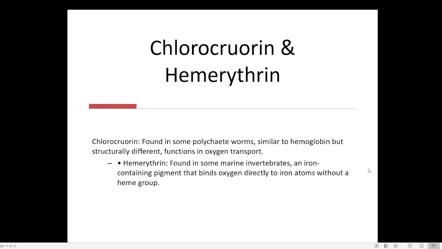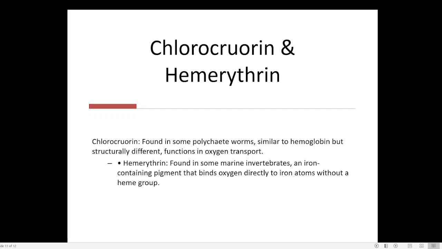But in the case of hemoglobin, iron is present along with a few other substances, and the combined form is known as the heme group. But here in the case of hemerythrin, the advantage is that it can directly bind oxygen to the iron atom. So that is one advantage of hemerythrin, but it is not present in higher animals.